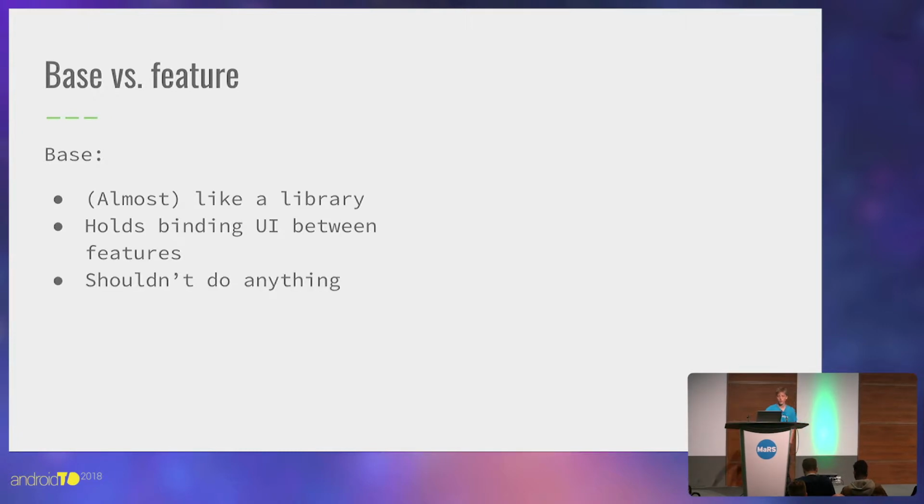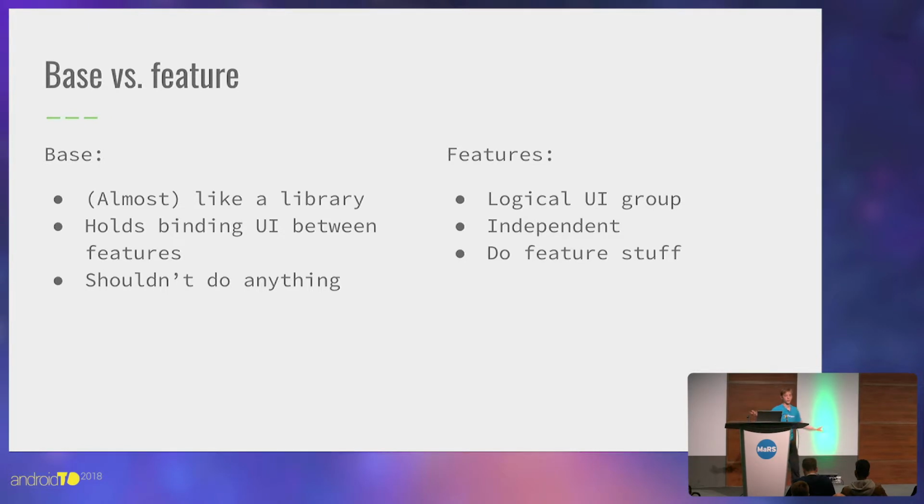Your features, on the other hand, are going to be some logical piece, maybe a few activities, a flow, or if you're doing the single activity model Google's been pushing, it might be a collection of fragments or something. And yeah, they're independent, so they don't really know about each other's existence. They're just doing their own thing, and they only know about the base. And then they do feature stuff, right? That's where all your code and logic and that sort of thing is going to live.